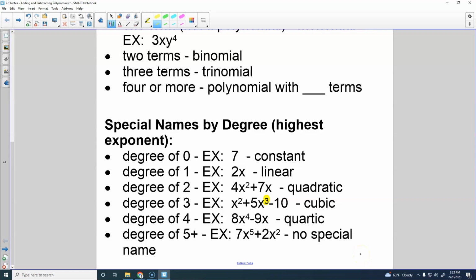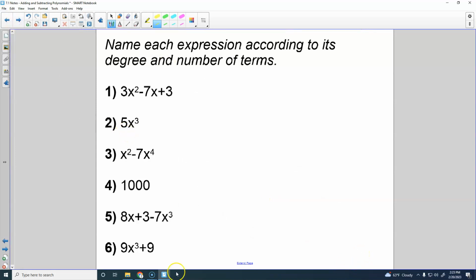Okay, questions? So you're going to name these for me. I'll do the first one. So this first one, if I'm looking at terms, I've got 1, 2, 3 terms. So it is a polynomial, but we can be even more specific. Trinomial. And my highest exponent here is 2, which makes it quadratic. So I would call this a quadratic trinomial.